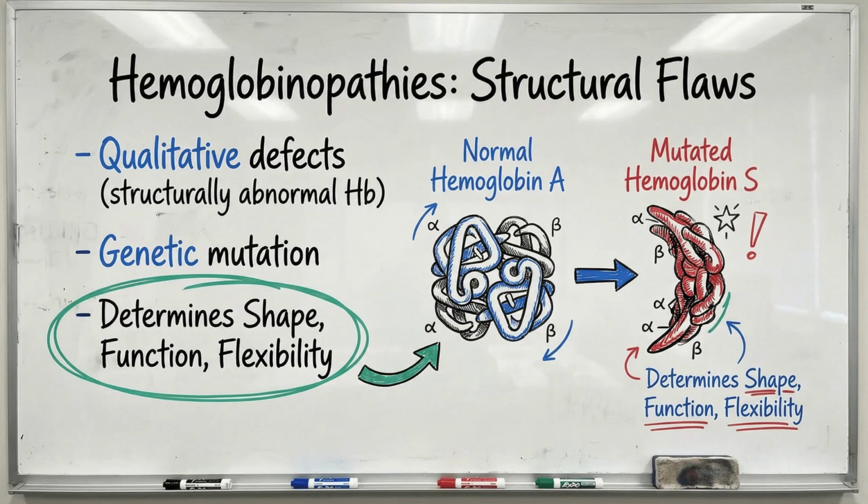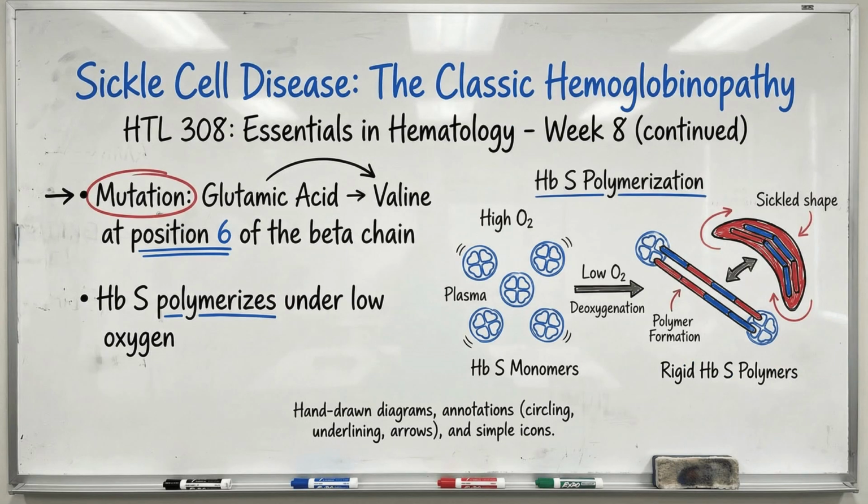A defect here is a fundamental flaw in the cell's purpose. We're talking about qualitative defects where the body makes enough hemoglobin, but it's just not the right kind. This is a big one, so let's dive into the classic example. The poster child for hemoglobinopathies, and the one you absolutely must know, is sickle cell disease. This isn't some complex multi-gene mutation. It's a single tiny change in the genetic code.